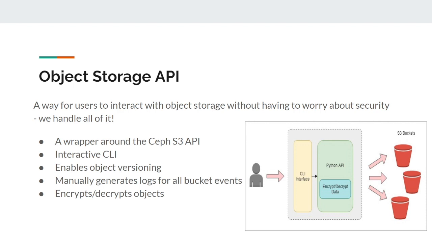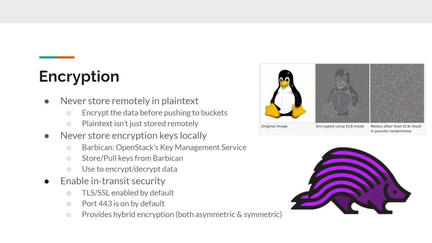What we've done is we've created a wrapper around this Ceph S3 API in Python, which has an interactive CLI for the users to use to store their data. It automatically enables object versioning on creation of a bucket, and it manually generates logs for all events, be that for reads, writes, modifications, deletions, for everything. And it also encrypts and decrypts objects.